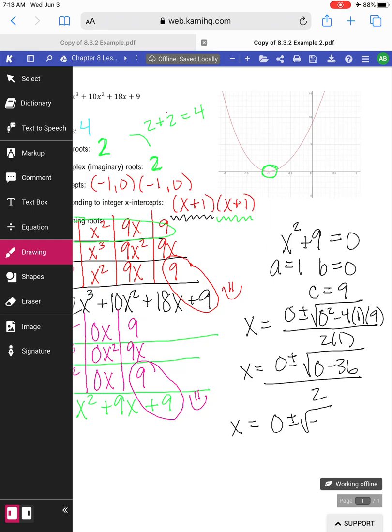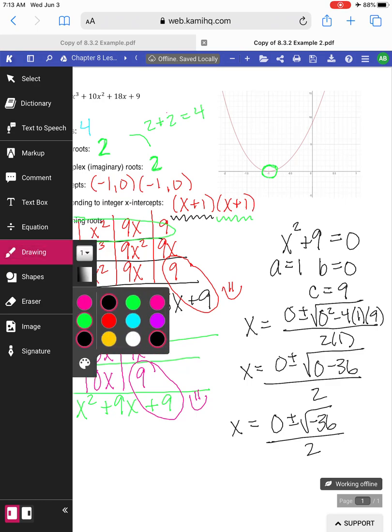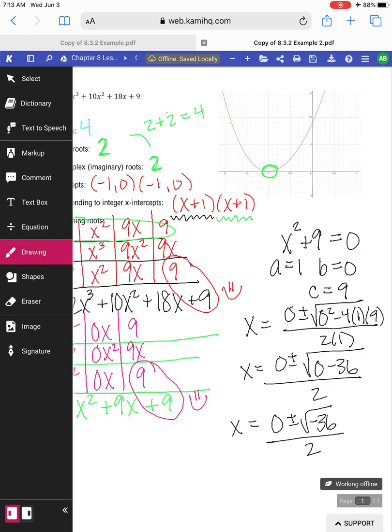If we simplify that, we have 0 plus or minus the square root of 0 minus 36 over 2, so 0 plus or minus the square root of negative 36 divided by 2. Then our work with imaginary numbers comes into play. We know the square root of negative 36 can be written as the square root of -1 times the square root of 36. The square root of 36 is 6, and the square root of -1 is i. So this gives us plus or minus 6i divided by 2, which is positive or negative 3i.